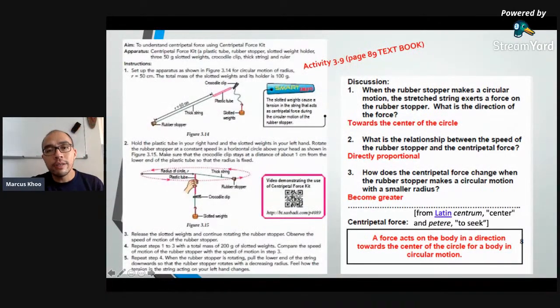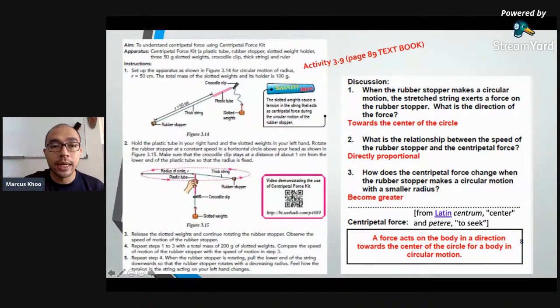In order for us to get a better understanding of how centripetal force works, I want to suggest that you, and actually this is not a suggestion, this is definitely an assignment, try to do this centripetal force experiment in your own home. You can substitute all these things for other things. Let me give you a small adjustment suggestion.